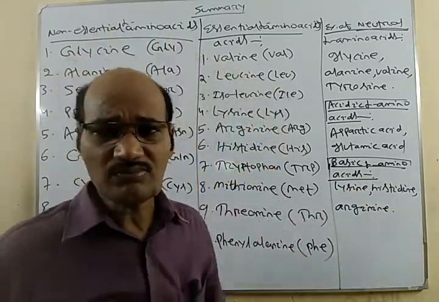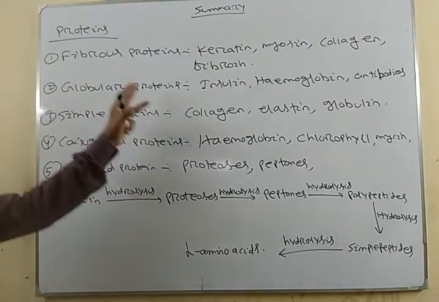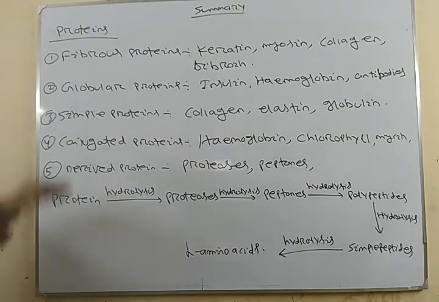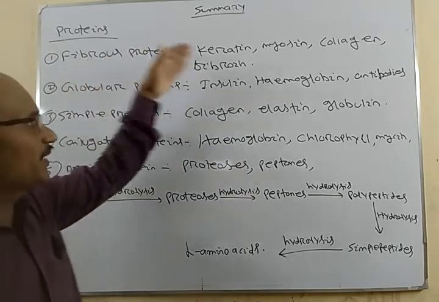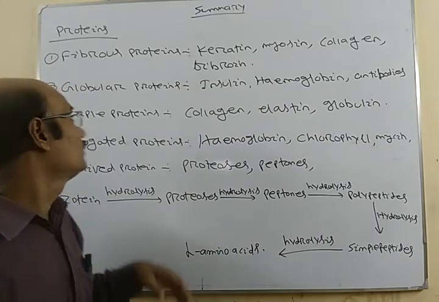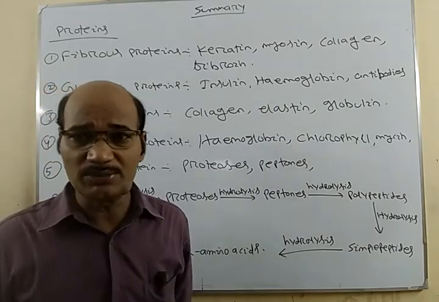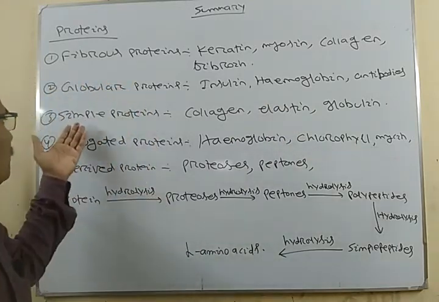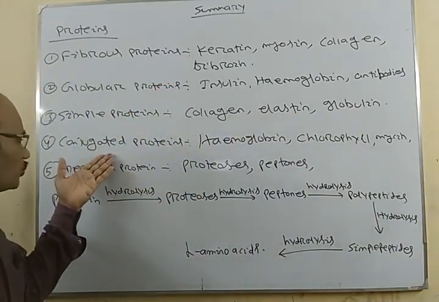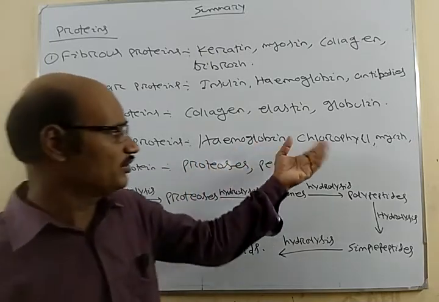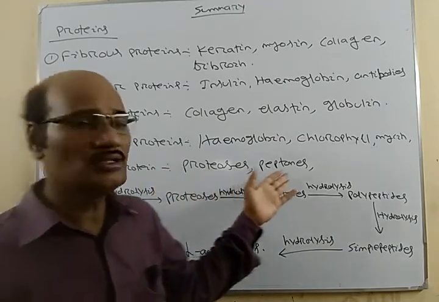Okay. So next, different types of proteins. This is a summary of proteins. We know proteins are of different kinds: fibrous proteins like keratin, myosin, collagen, fibrin, and globular proteins like insulin, hemoglobin, and different kinds of antibodies. Also we have simple proteins like collagen, elastin, globulin. We have conjugated proteins like hemoglobin, chlorophylls, myosin, and derived proteins like proteases and peptides.